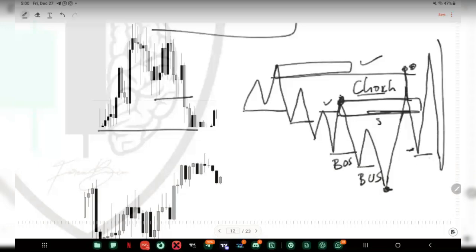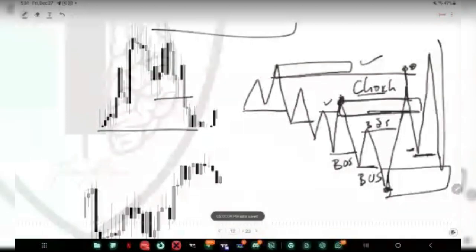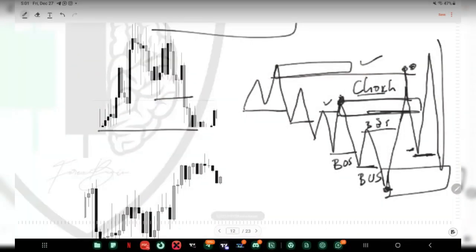So inversely, this is also a BOS to the upside. Sweep of liquidity. Then this is an inducement. So price came back to mitigate this. So you need to always pay attention to the current range. I think that has answered your question.